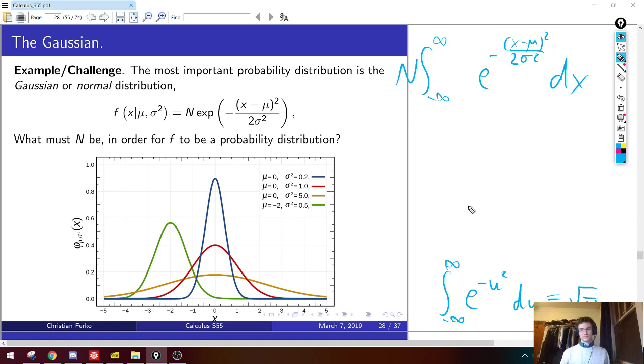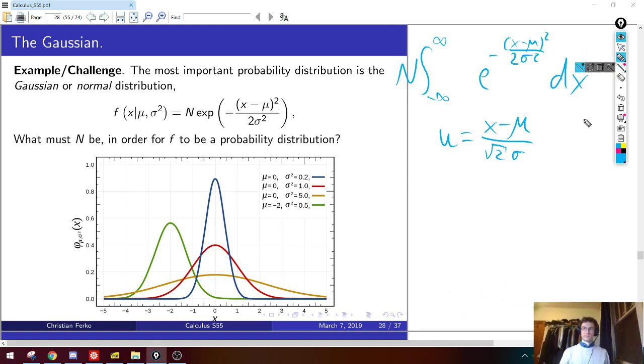I believe that we can let u equal x minus mu over root 2 sigma. That's a mu, but yeah. x minus mu over, you said root 2 sigma, is that right? Yes. Good. All right, so then what's du and how do I do the integral then?